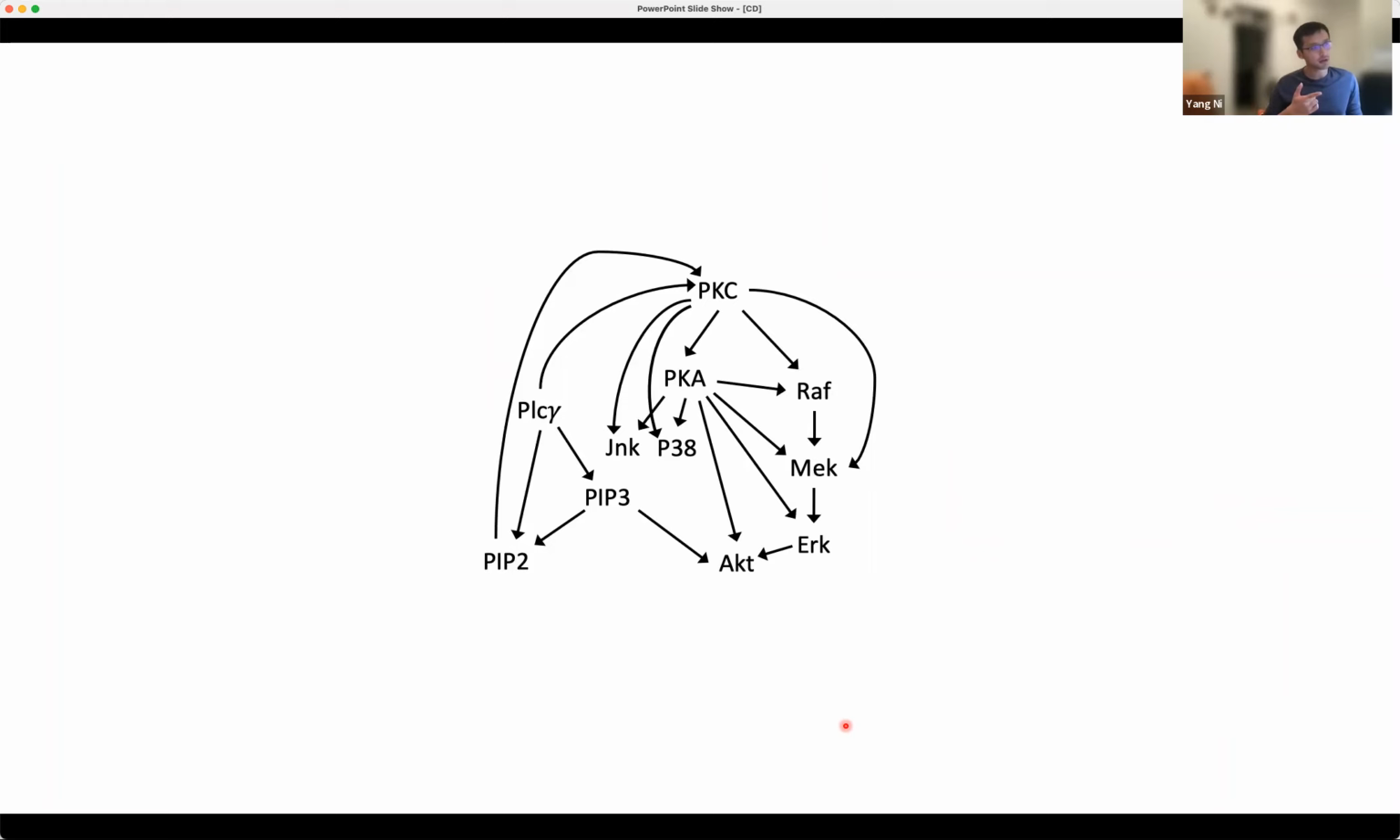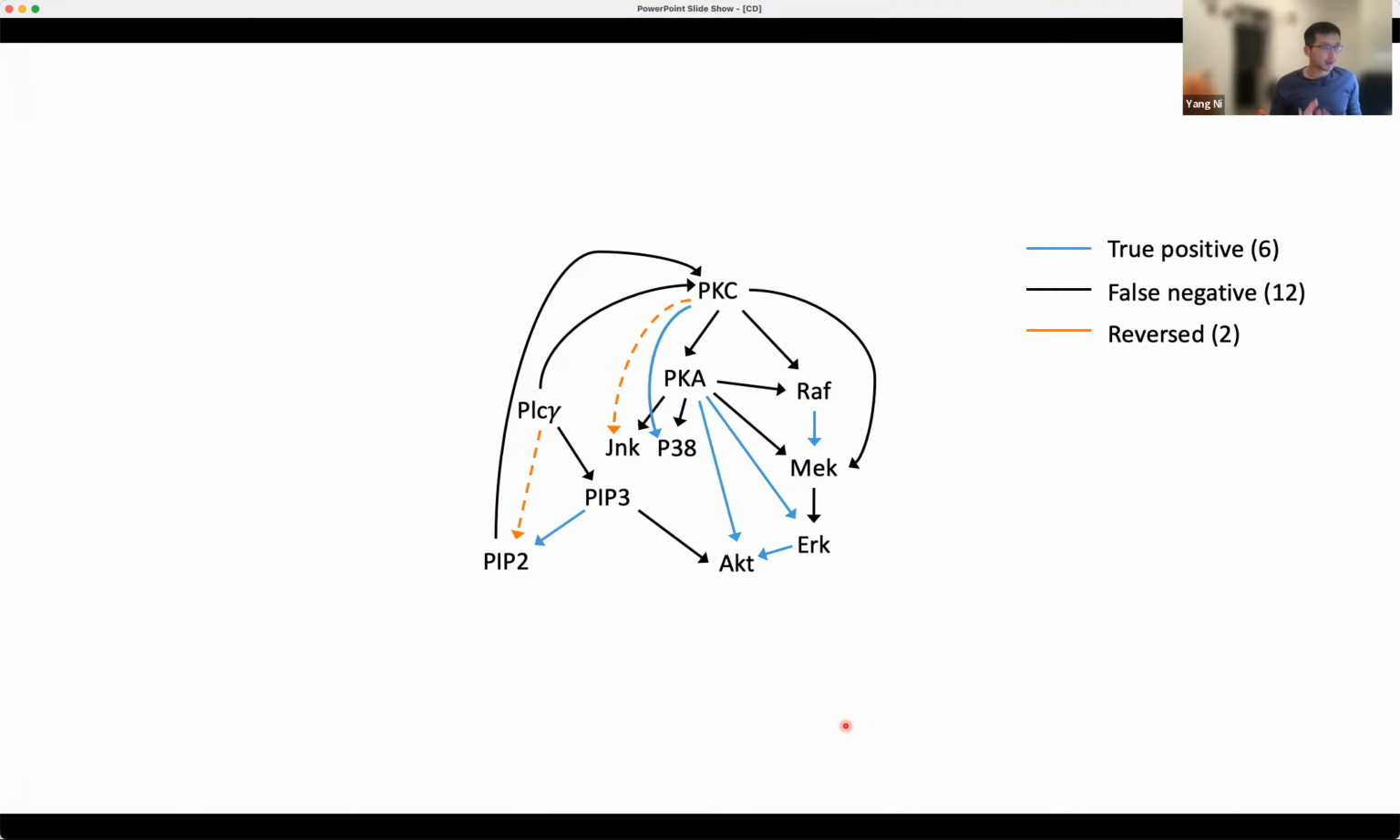The graph you see on this slide is the consensus network they provide in the paper. We're going to use this as ground truth. And of course, when we apply our method, we pretend that we don't know the ground truth. So we're just going to throw in the protein expression data and let the algorithm figure out how to wire those different proteins. And this is our result.